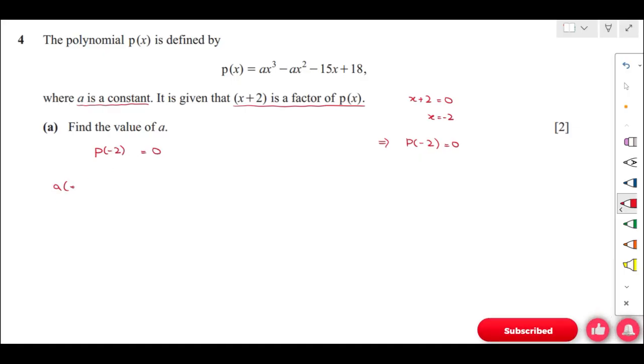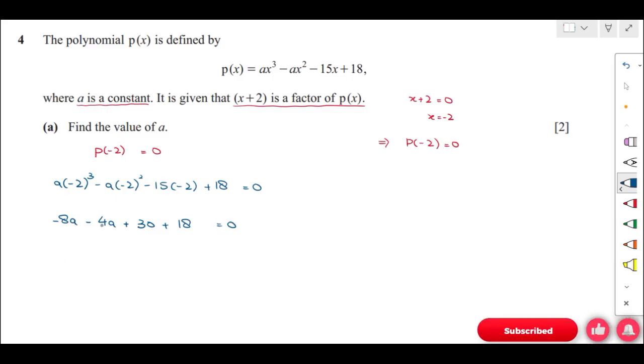So a, the x value is negative 2, its cube. So a negative 2 cube minus a negative 2 square minus 15 into negative 2 plus 18, this should be equal to 0, right? 2 cube is 8 and negative 2 cube is negative 8a minus a. 2 square is 4, 4 times a plus negative times negative positive 2 times 15 is 30 and plus 18 that is equal to 0, right?